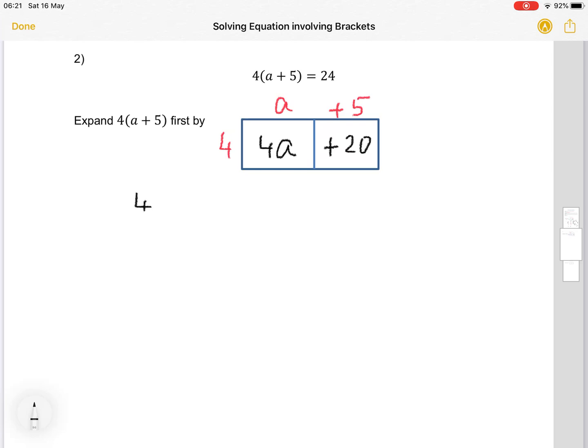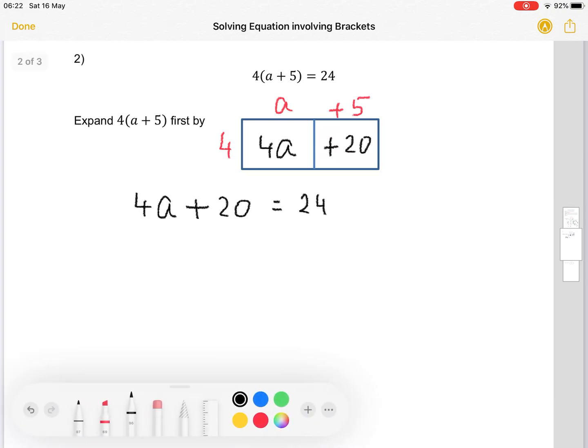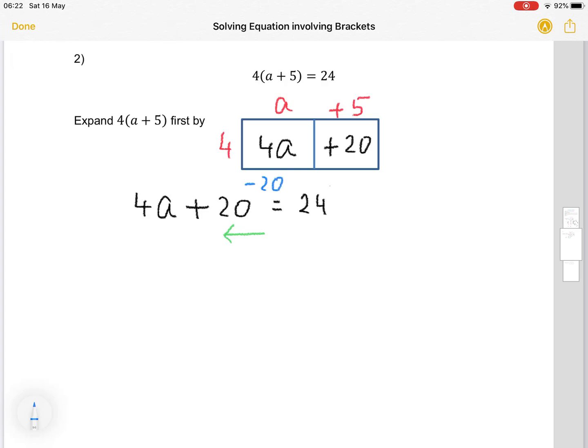Okay? So I'm going to write it like this. My equation is like this now: 4a plus 20 is equal to 24. I'm going to move in reverse as we said, okay? I'm going to move in reverse and remove that plus 20 over there. To remove that plus 20, I need to subtract 20 from both sides, okay? Now, my equation becomes 4a plus 20 minus 20, it's 4a.